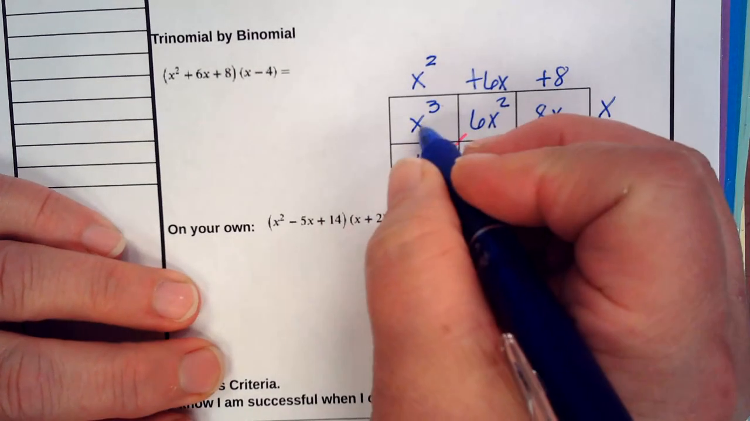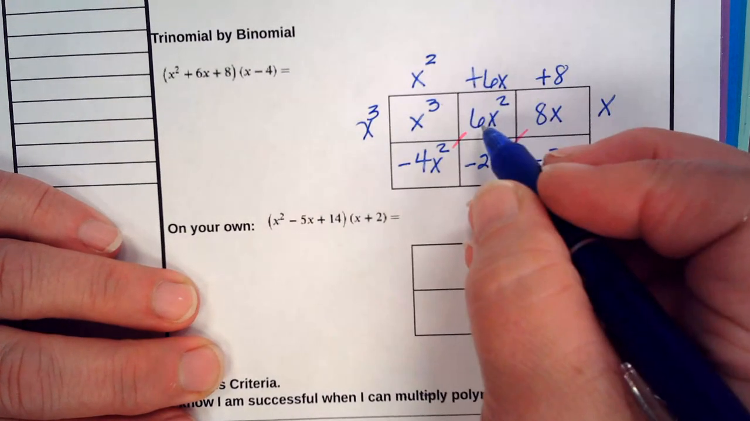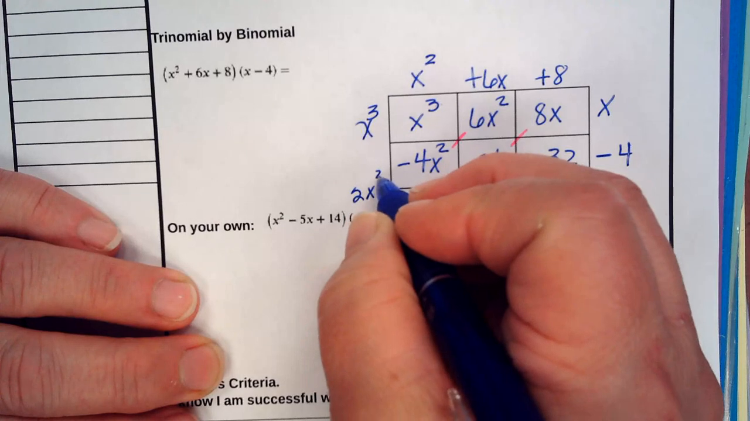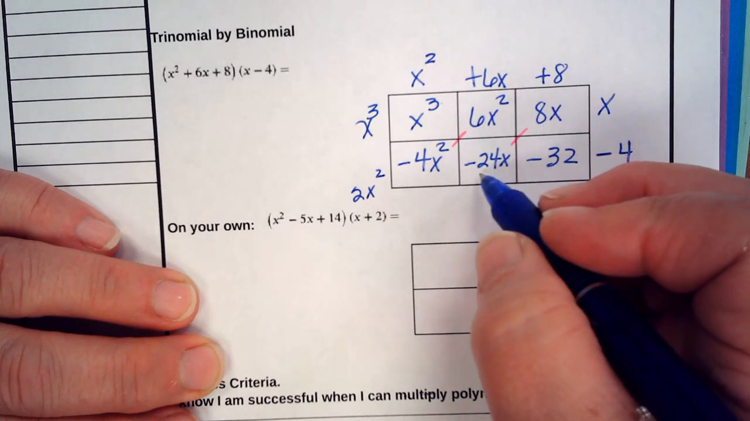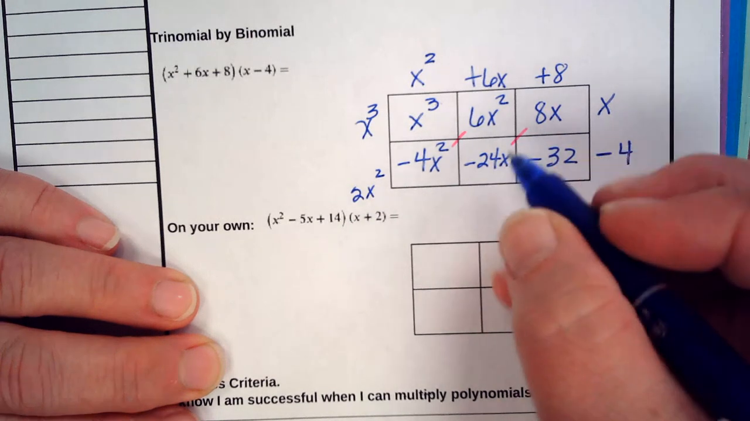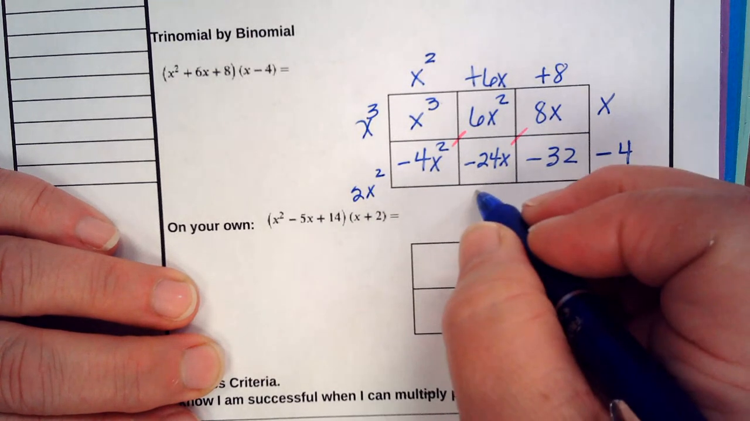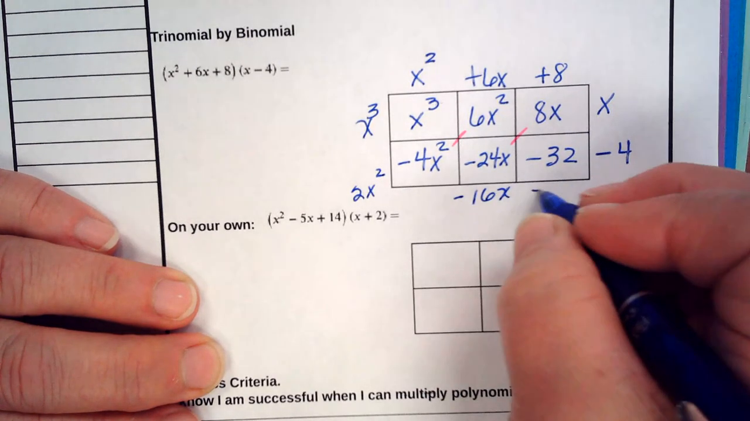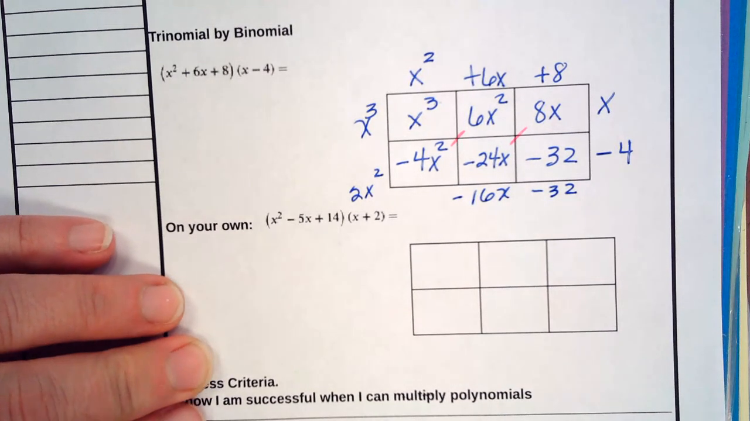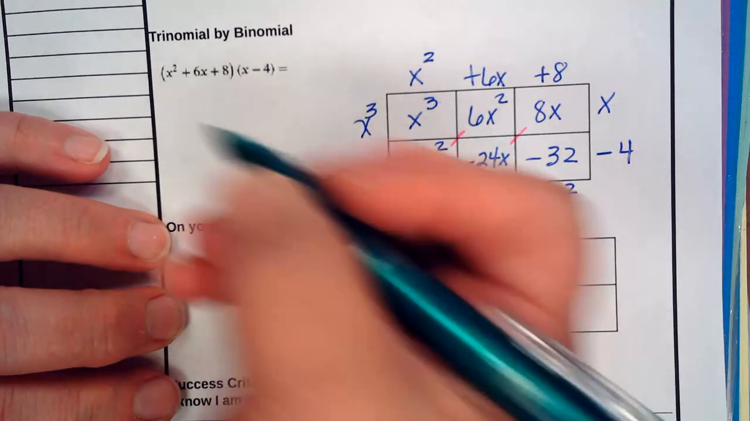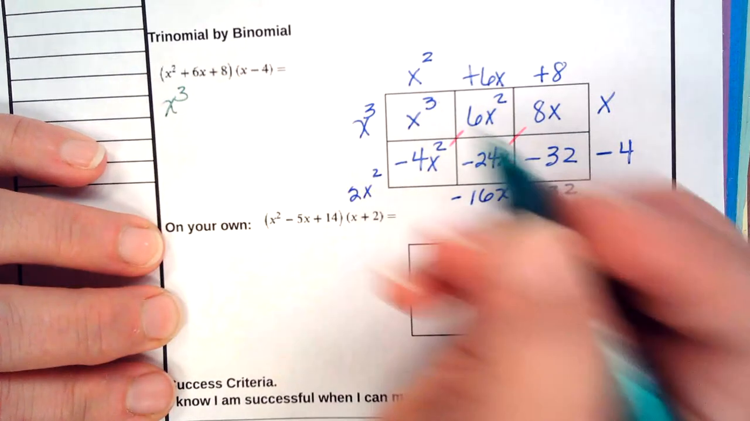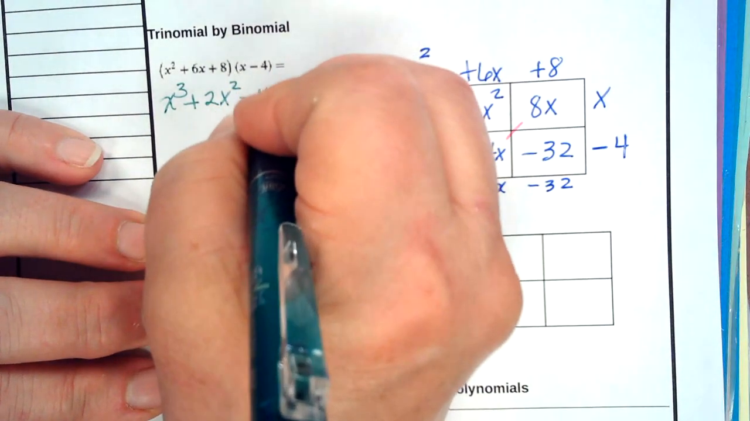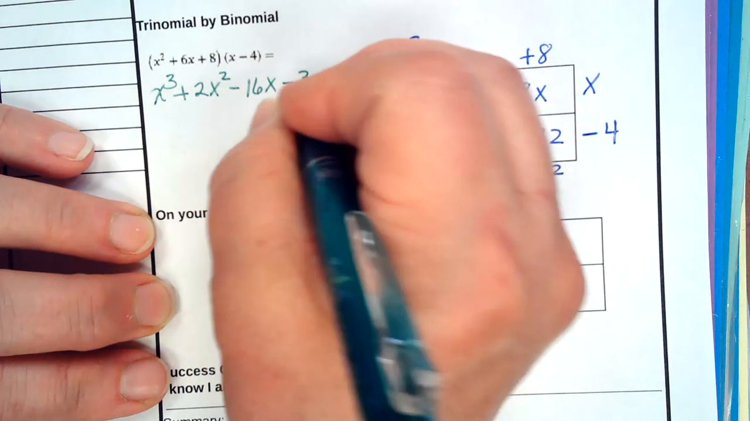Let's put it all together. X to the third. 6x squared minus 4x squared is 2x squared. 8x plus negative 24x. 24 minus 8 is 16, but it's a negative because the 24 is bigger. And then minus 32. So as you're looking at this, this is x to the third plus 2x squared minus 16x minus 32.